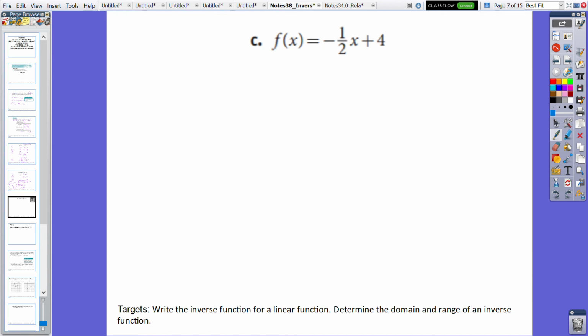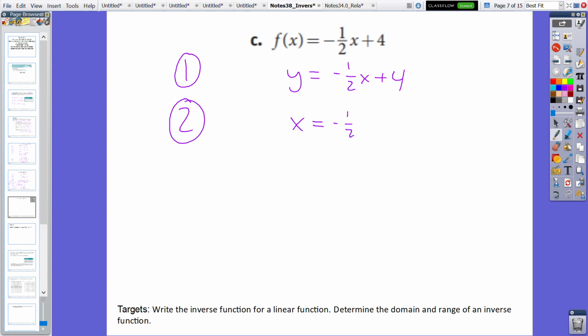Last one I want to take a look at is this guy: f of x equals negative 1/2 x plus 4. In this case, remember it's multiplying by negative 1/2, or technically that'd also be dividing by negative 2, and then adding 4. Let's see what we end up with here. So once again, replace f of x with y: y equals negative 1/2 x plus 4. Switch x and y around in step 2: x is equal to negative 1/2 y plus 4.